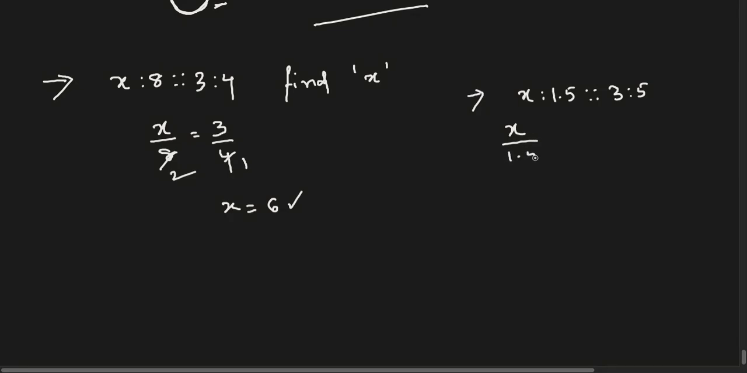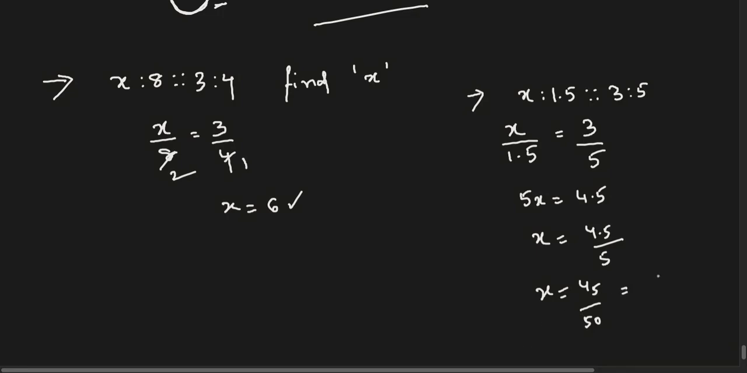x by 1.5 equal to 3 by 5. Cross multiply, 5x. You can cancel here as well. 3 into 1.5 is 4.5. x equals 4.5 by 5. You can multiply by 10, so you will get 45 by 50. 45 by 50 is in the 5 table, 9 by 10. So 9 by 10 can be written as how much? 0.9. So this is the traditional way of solving it.